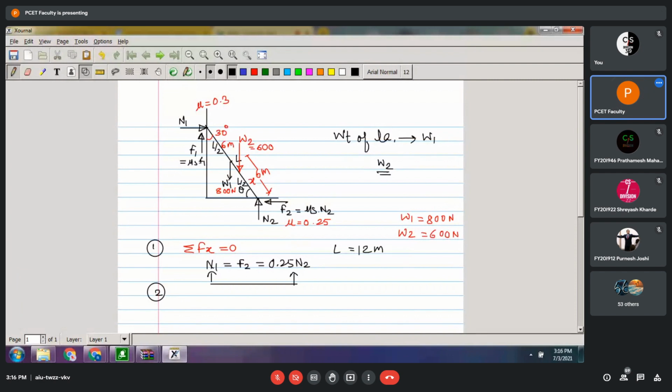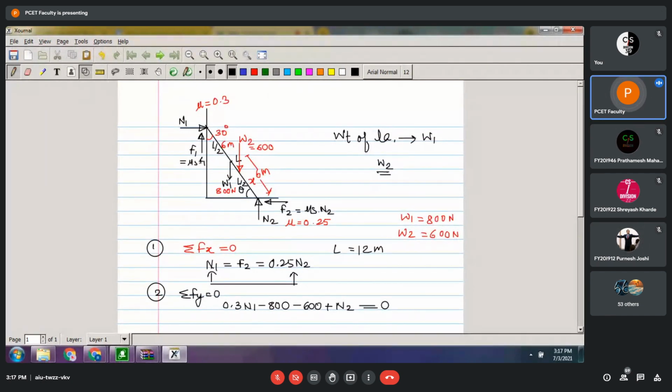Equation number 2. Summation Fy will be equal to 0. Now along Fy, what you are having over here is 0.3 N1, right? Minus 800, which is the self weight of the ladder, minus 600, which is the self weight of the person, plus N2. This will be equal to 0. But you know that N1 is equal to 0.25 into N2.